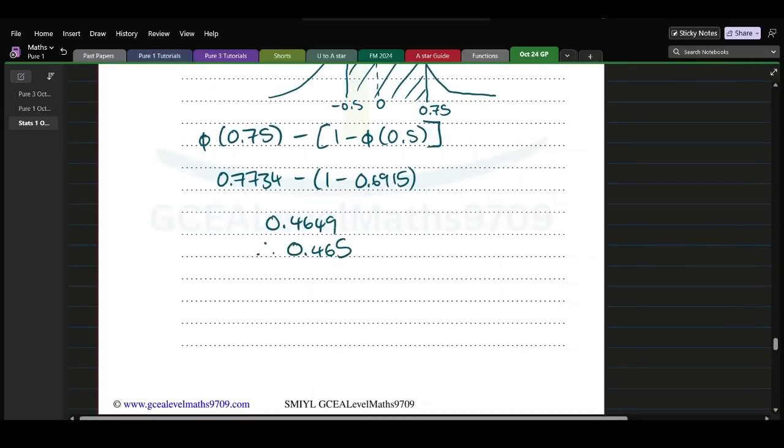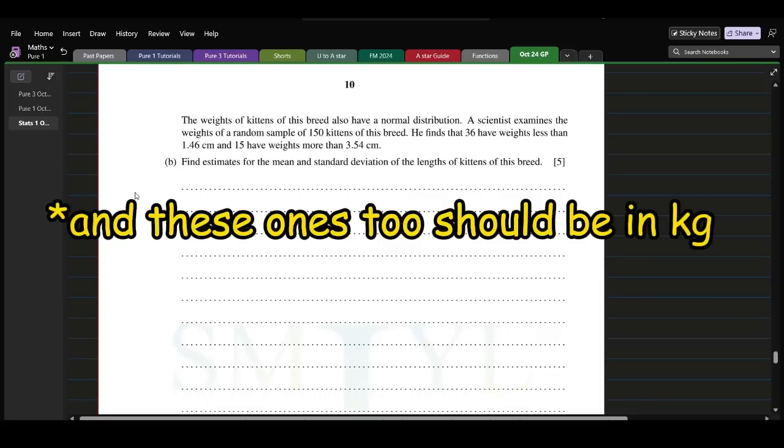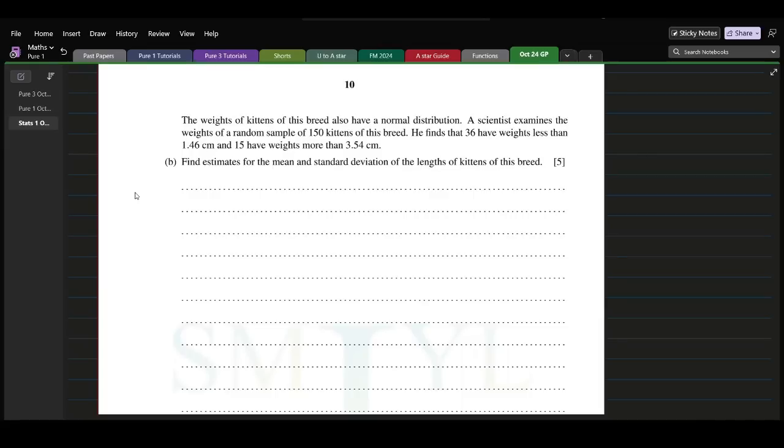0.465. The weights of kittens of this breed also have a normal distribution. A scientist examines the weights of a random sample of 150 kittens of this breed. He finds that 36 have weights less than 1.46 kilograms and 15 have weights more than 3.54 kilograms. Part B. Find the estimates for the mean and standard deviation of the weights of kittens of this breed.